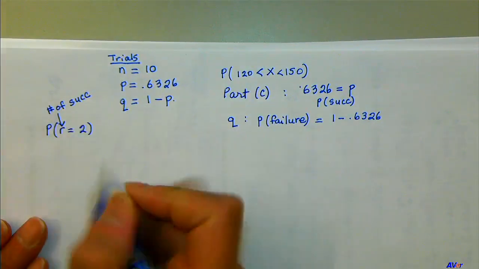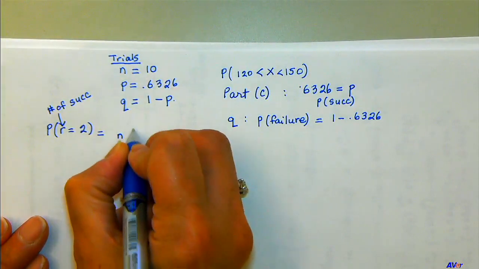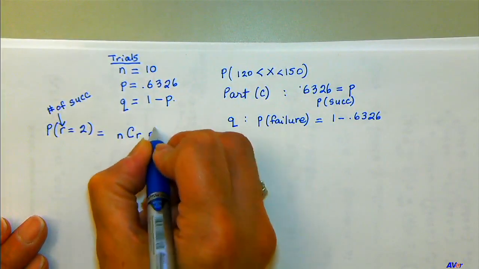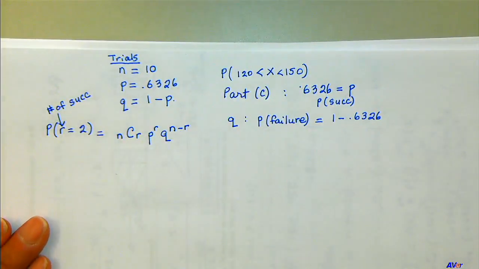So probability R equals 2. So this has a formula, binomial theorem. N choose R, P to the R, Q to the N minus R. Right? We've mentioned this before.